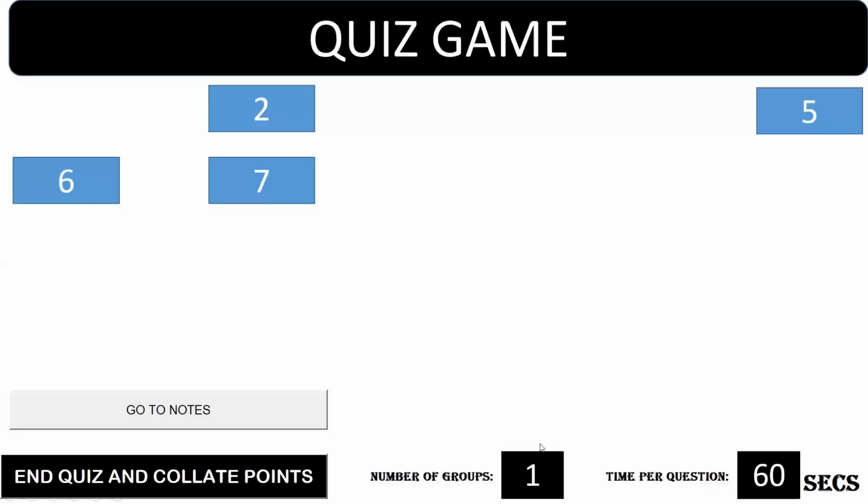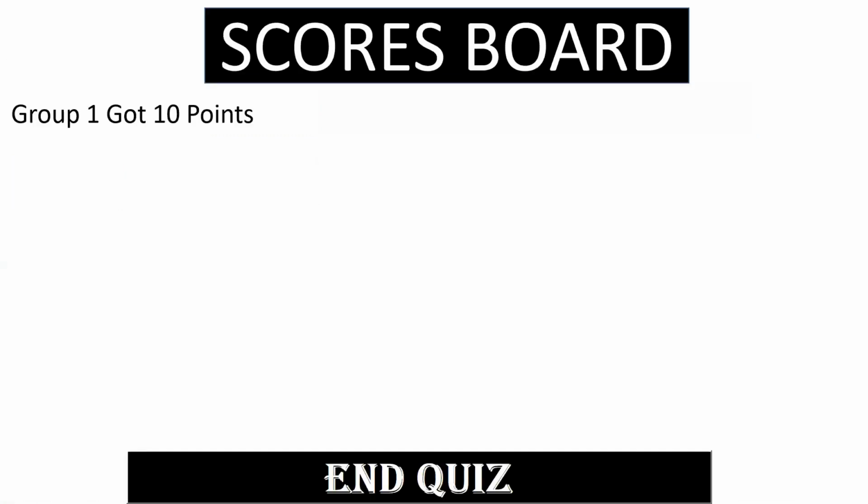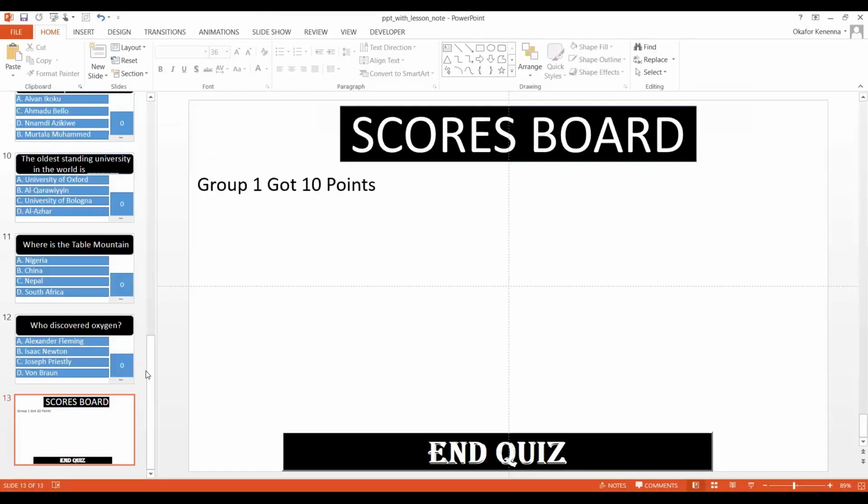I don't even need to get to the end of the quiz. The students do not have to answer all the questions. Is there any reason why you want to opt out at any moment? You just click on end quiz and collate points. Group 1 got 10 points. It shows just group 1 because we don't have multiple contestants. End quiz, right?